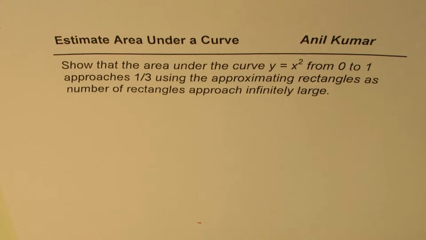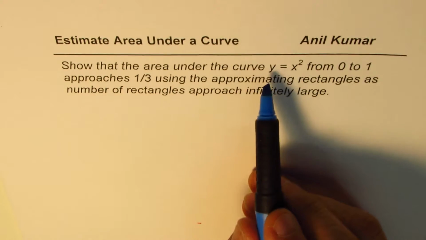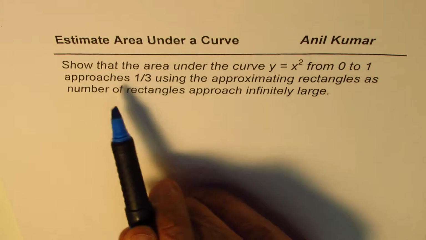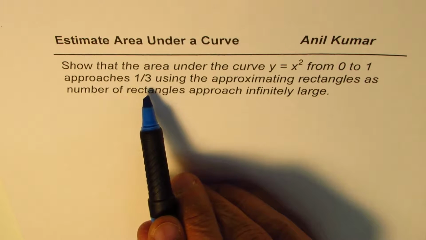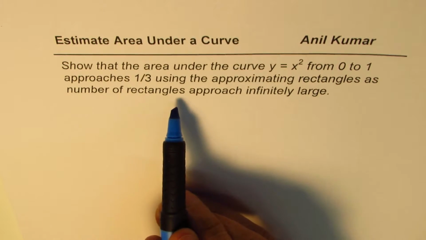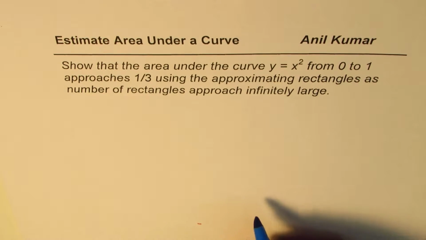I'm Anil Kumar, and in this video we'll estimate area under a parabola. The question here is, show that the area under the curve y equals x squared from 0 to 1 approaches 1 over 3 using the approximating rectangles as the number of rectangles approaches infinitely large. So that's the question for you.